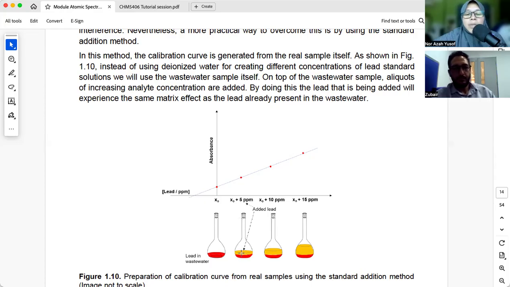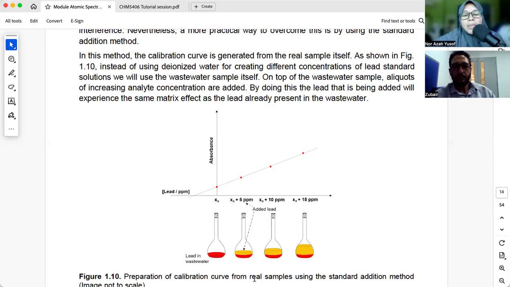volumetric flask should be added with 5 ppm. So the second should be added with 10 ppm of standard solution of potassium. And the third volumetric flask with 15 ppm of standard solution. So you can extend, depending on the range that you need to work with.